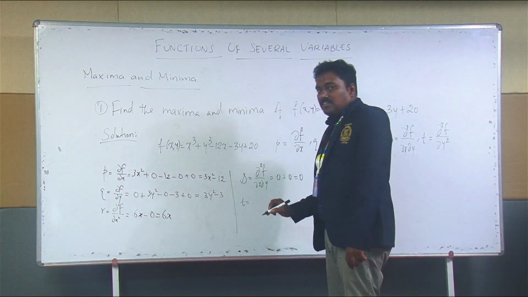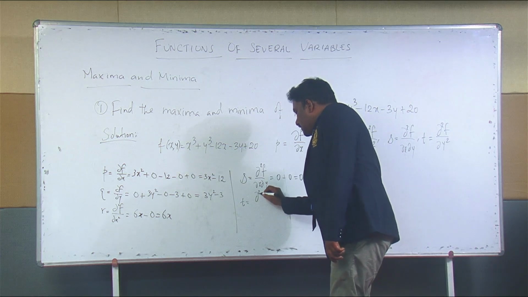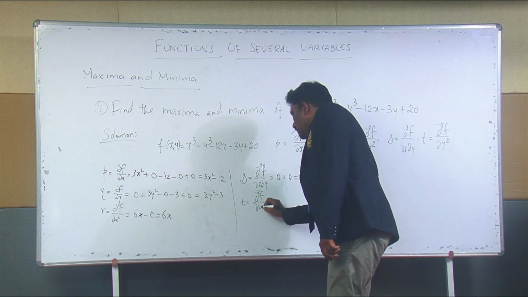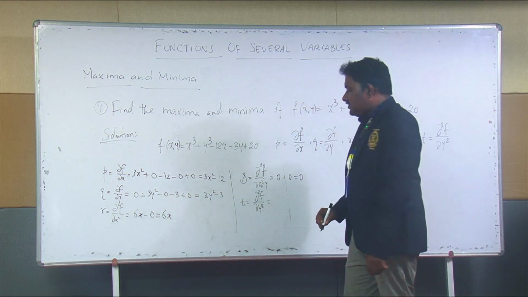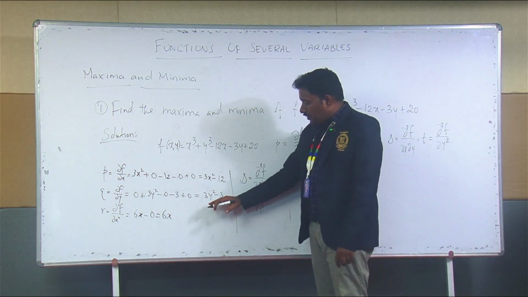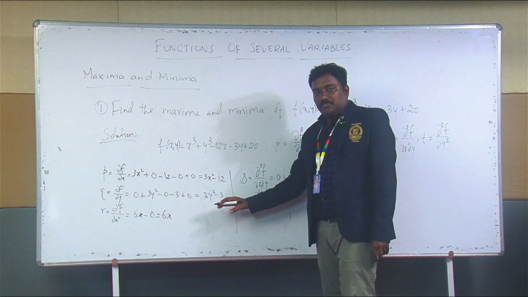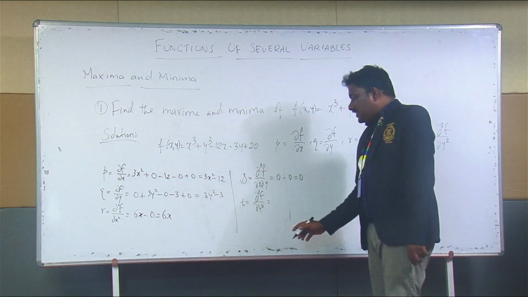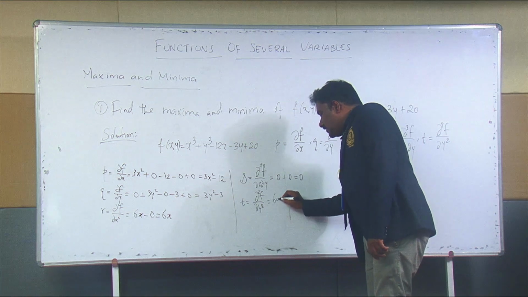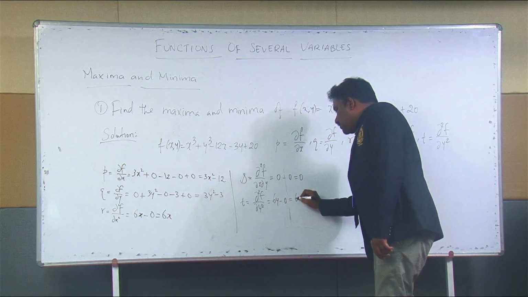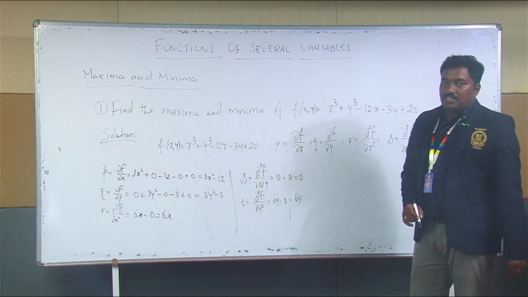And we have the last term, which is t, that is dou square f by dou y square. Already we have done this for y, we got 3y square minus 3. So, this can be done again for y. We will get dou square f by dou y square, which is 6y minus 0. So, it is 6y.